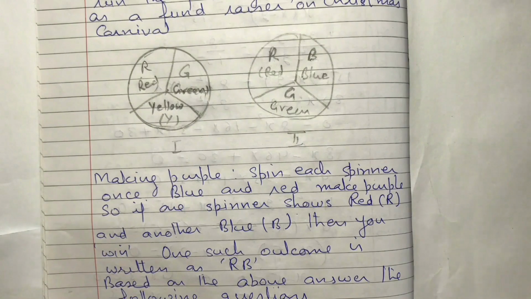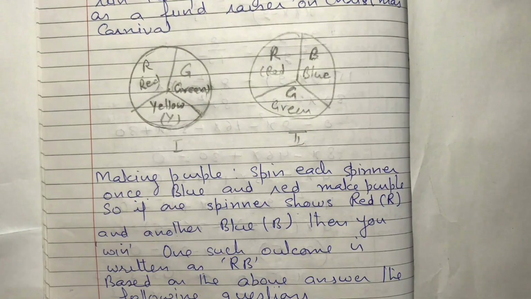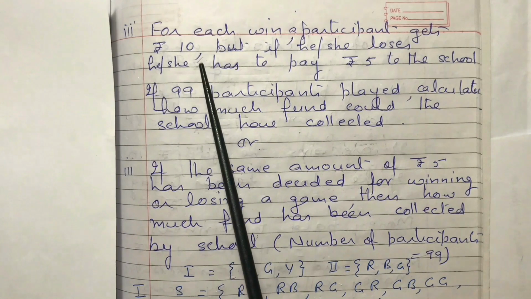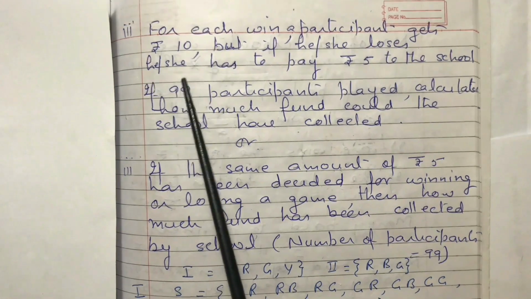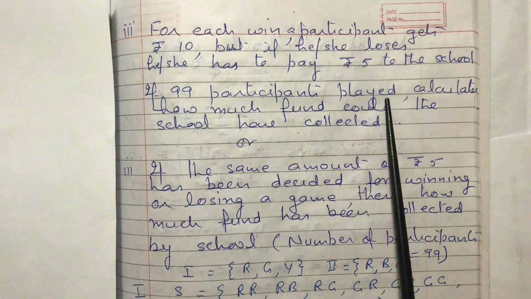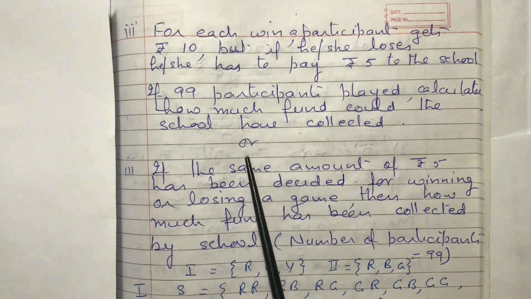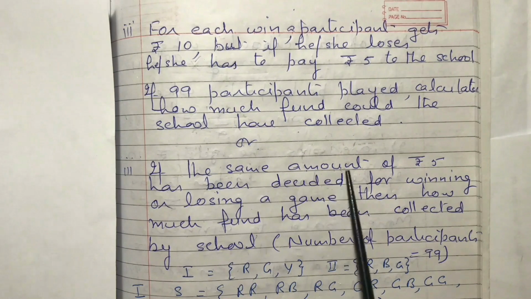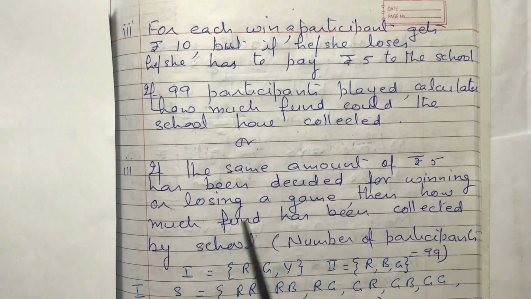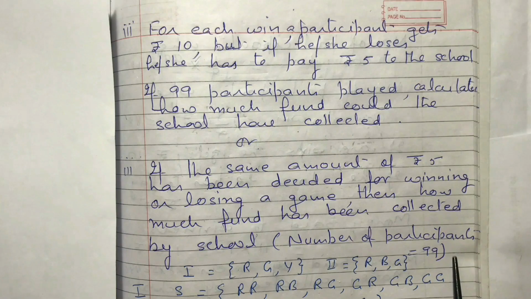Now let me read the third question, which has two parts. There is or in between the two. Now the third question is, for each win a participant gets rupees 10, but if he or she loses, he or she has to pay rupees 5 to the school. If 99 participants played, calculate how much fund could the school have collected. Its or part is, if the same amount of rupees 5 has been decided for winning or losing the game, then how much fund has been collected by the school? Number of participants is equal to 99.